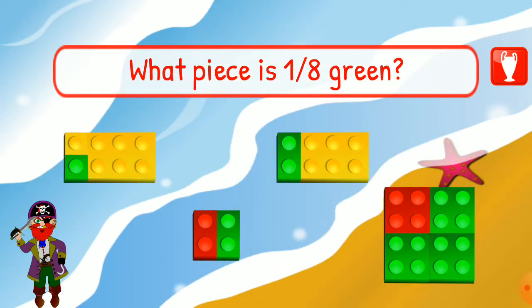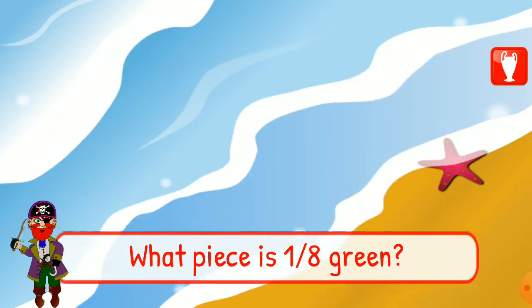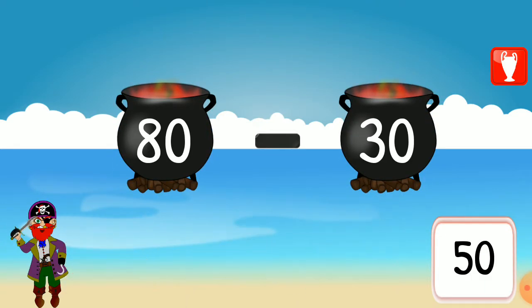What piece is 1 by 8 green? So 1 by 8 green kahan par hai? This one. Fantastic. Thank you. 80 minus 30. 80 minus 30 is 50. Wow.